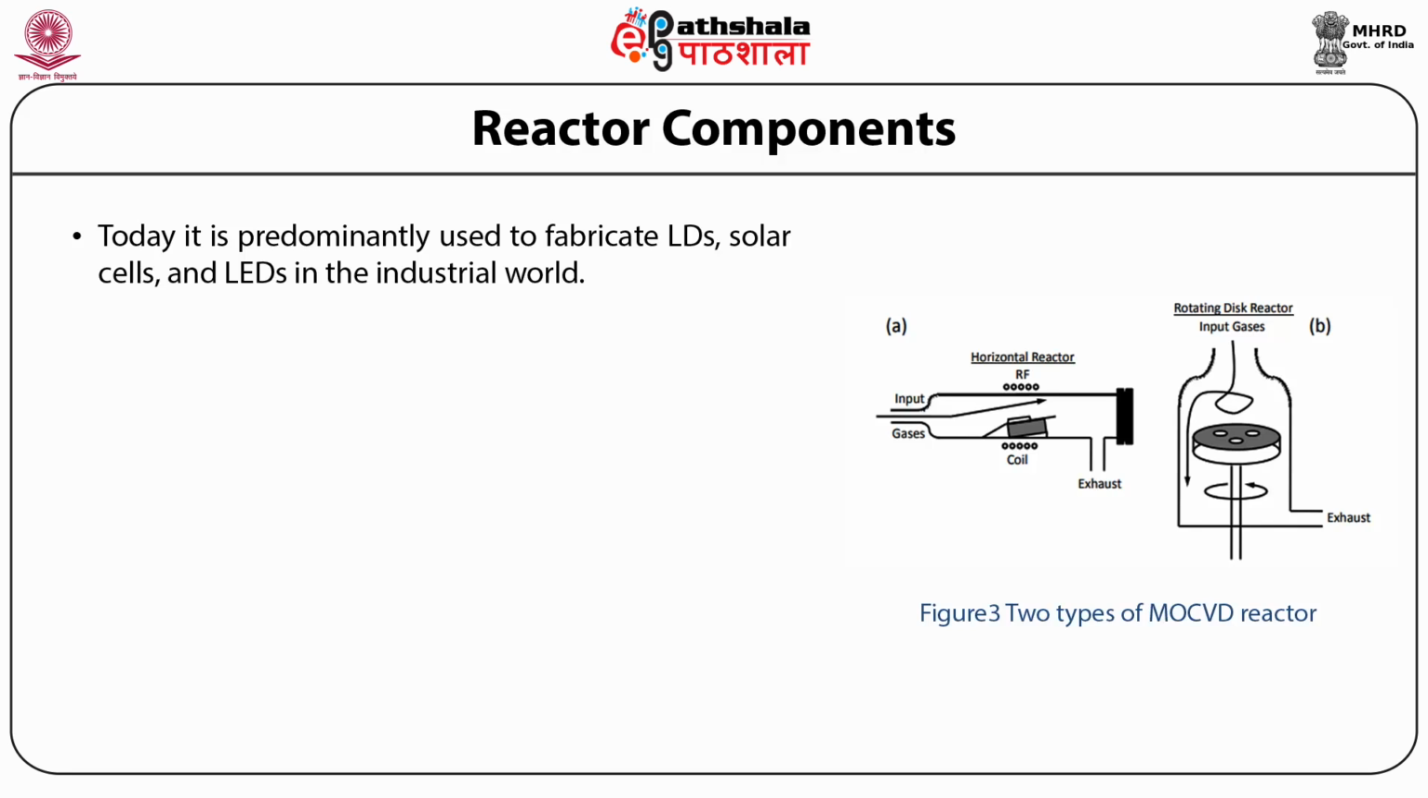Today's MOCVD GaN growth reactors are developed from the approach of Maruska and Tietjen, which is capable of depositing films with aluminum nitride and indium nitride.